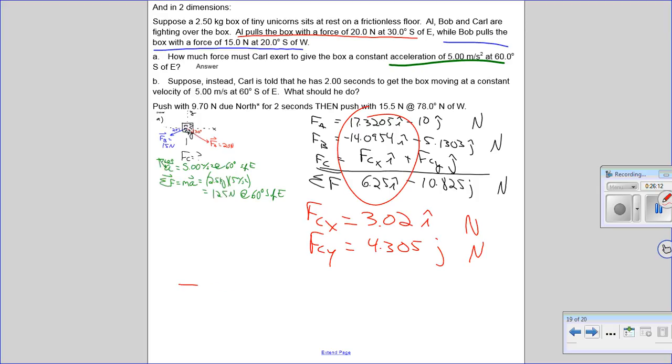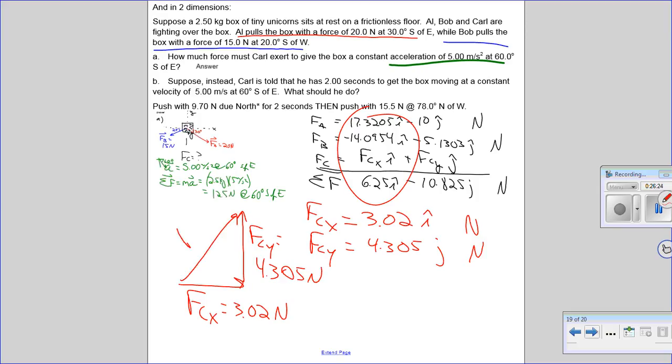So just draw it. Let's see. Force of Carl in the x direction is 3.02 newtons. Force of Carl in the y direction is 4.305 newtons. We're looking for the force of Carl. So Pythagorean theorem, a little bit of trig. And the force of Carl ends up being 5.26 newtons at 54.9 degrees.